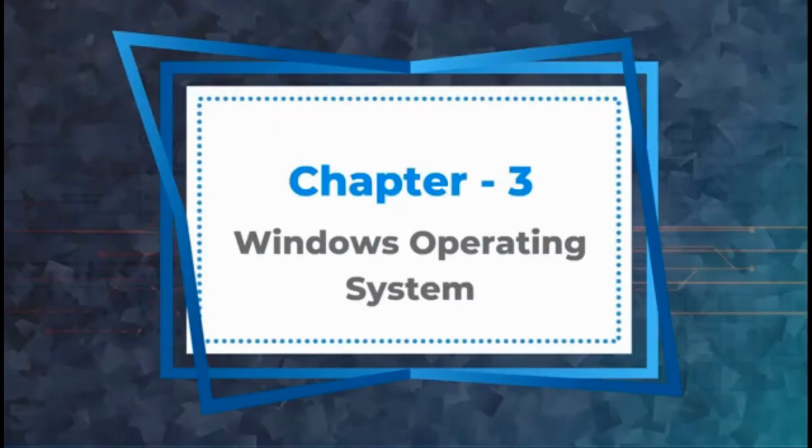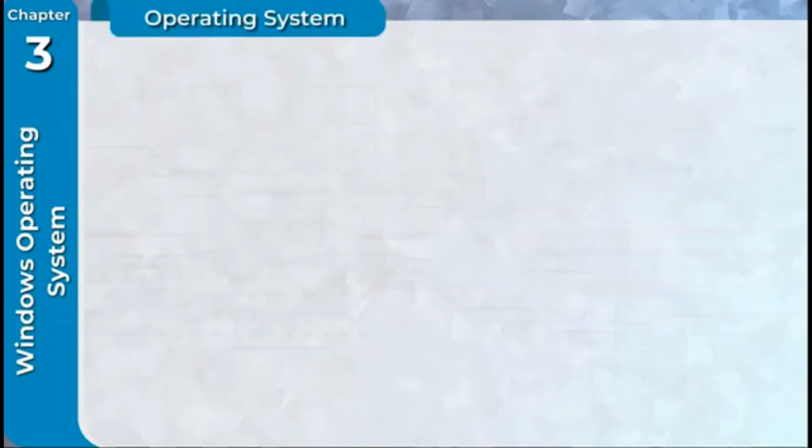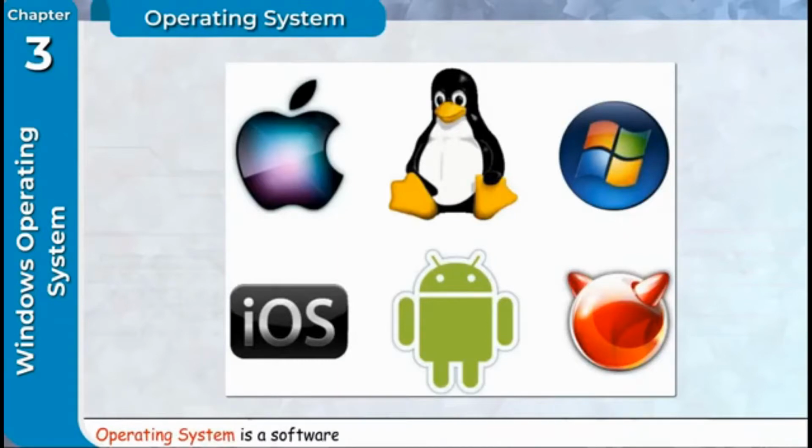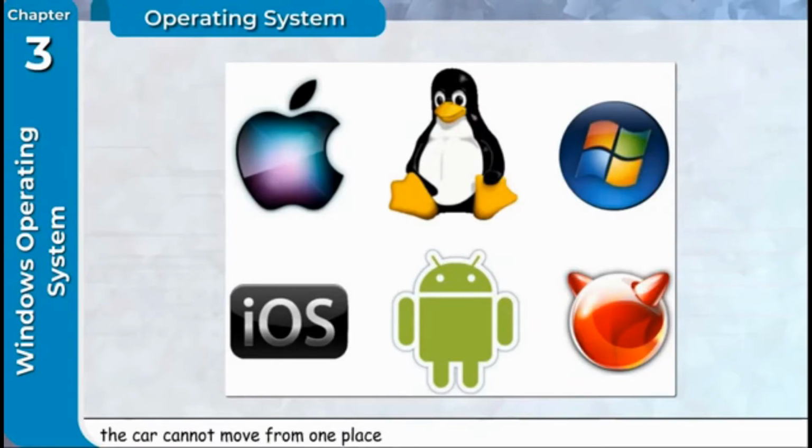Windows operating system. Hello friends, you are now familiar with the operating system software. In this chapter, you will get to know more about Windows operating system. Operating system. Operating system is a software program that controls the overall activities of the computer. A computer is useless without the operating system. For example, if you have a car which has petrol, but there is no driver to drive, the car cannot move from one place to another.